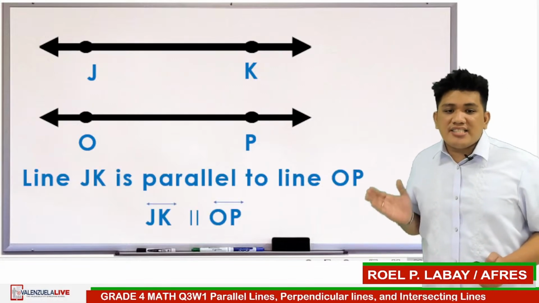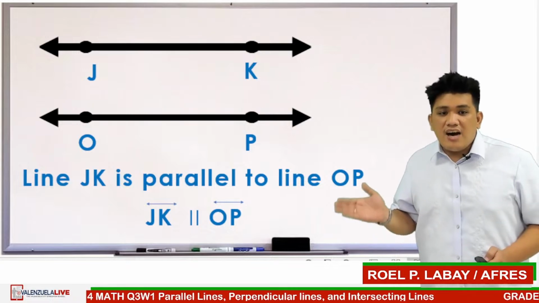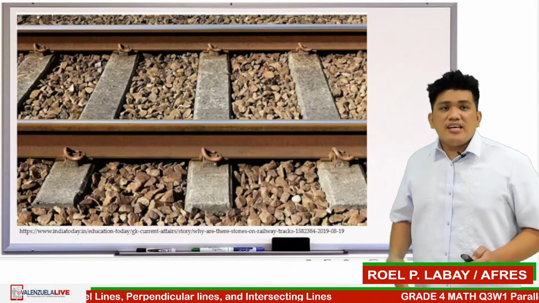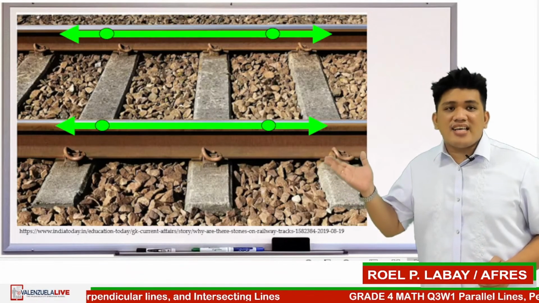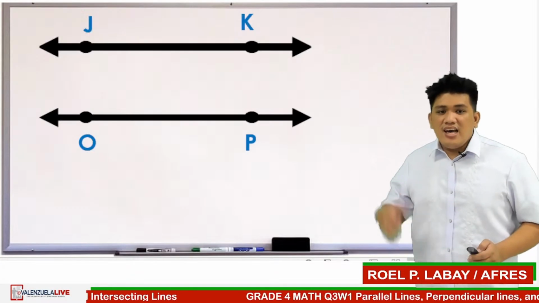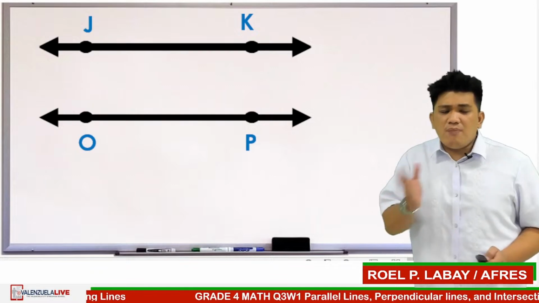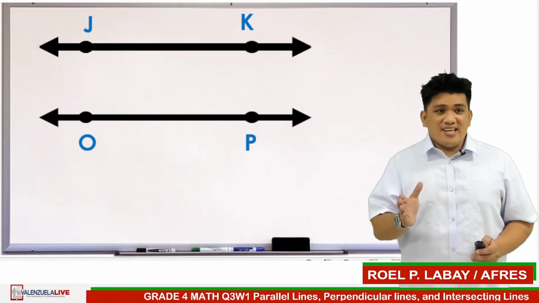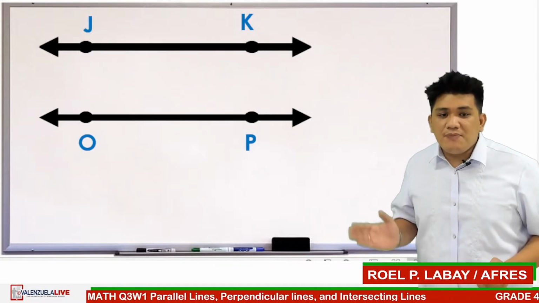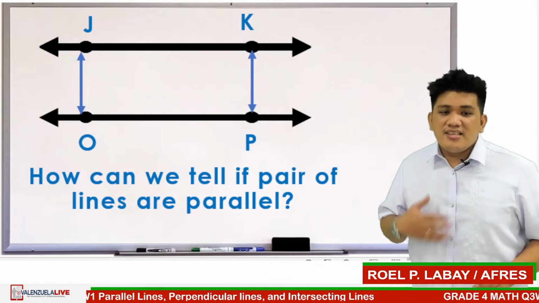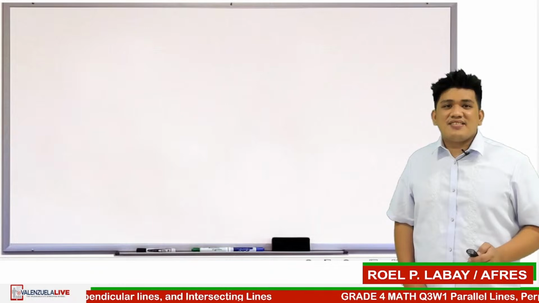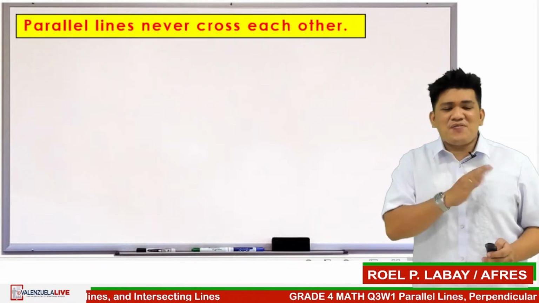So this is how you show that line JK is parallel to line OP. We can use the parallel symbol. It looks like a vertical equal sign. So going back to this railroad, this part shows us an example of parallel lines. How can we tell if a pair of lines are parallel? The distance between the parallel lines must be equal. If we put a line between the two lines, we can make a rectangle between them. Again, parallel lines never cross each other.